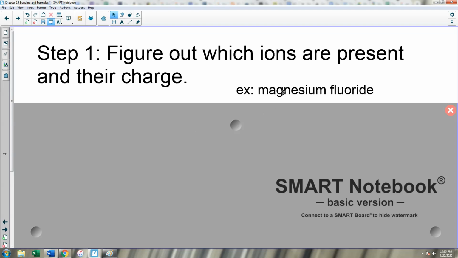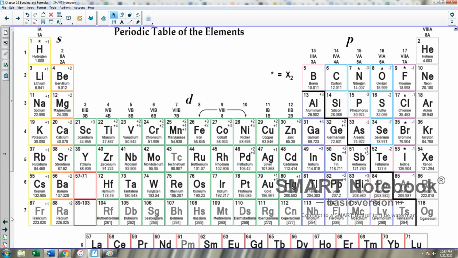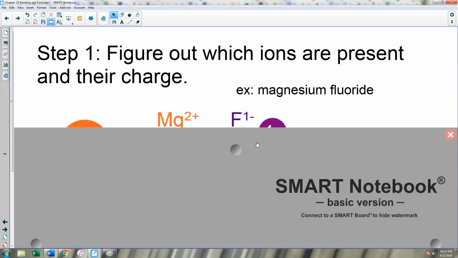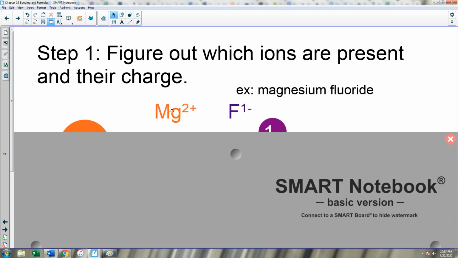I would first write down what are the ions. So I'd look at the periodic table and I'd say, okay, magnesium ions are always +2 ions. And then I would say fluorine, so fluoride, fluorine ions are always a -1 ion. So I would write down an Mg +2 and an F -1. I know that those are my charges. And remember, you can just write a minus instead of a -1.